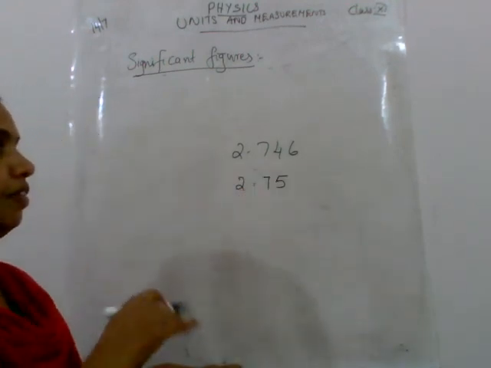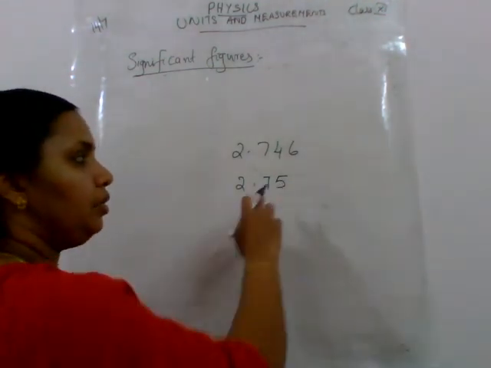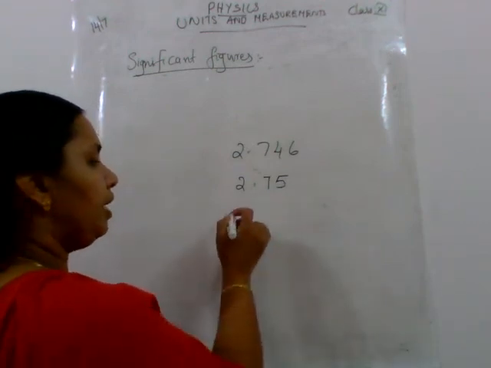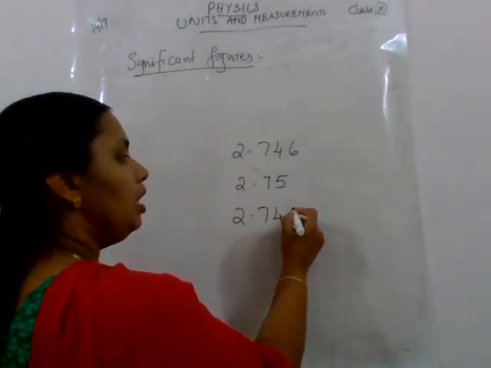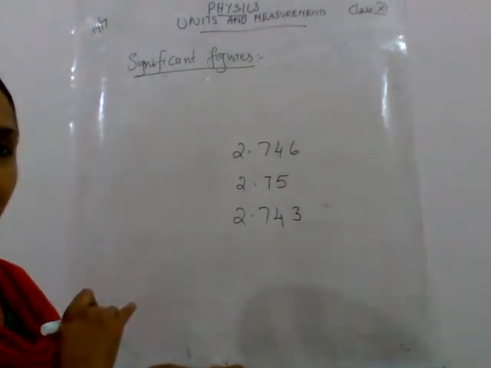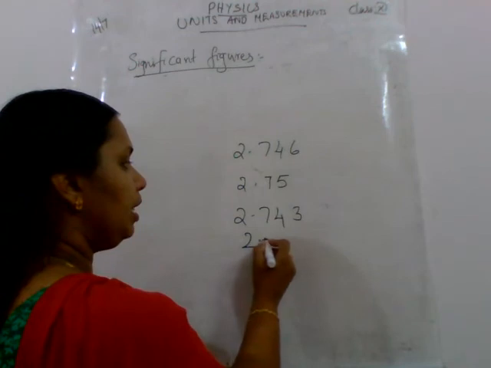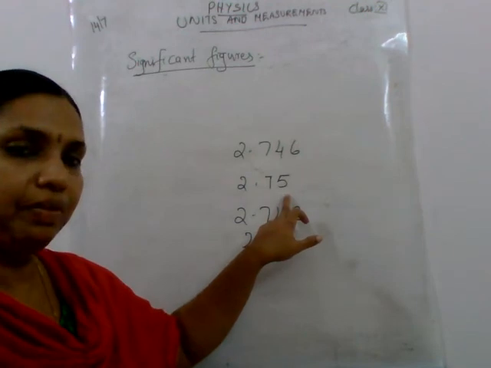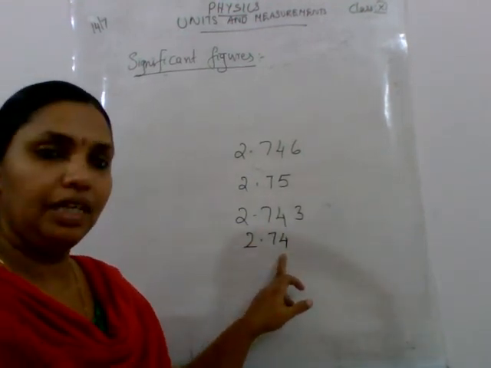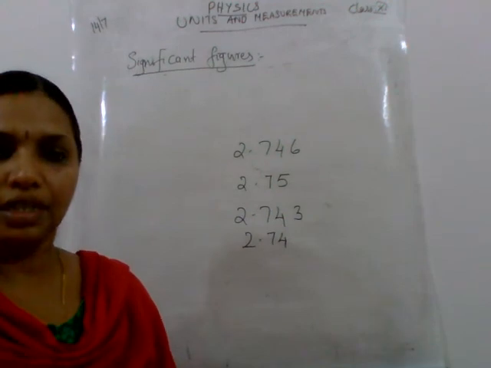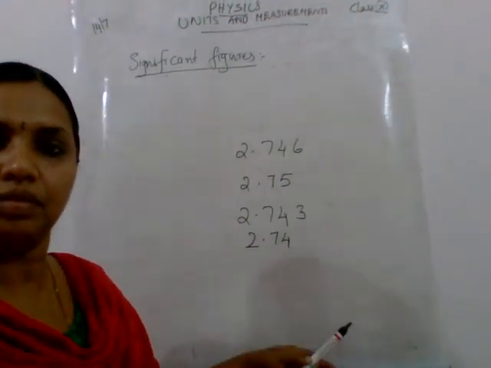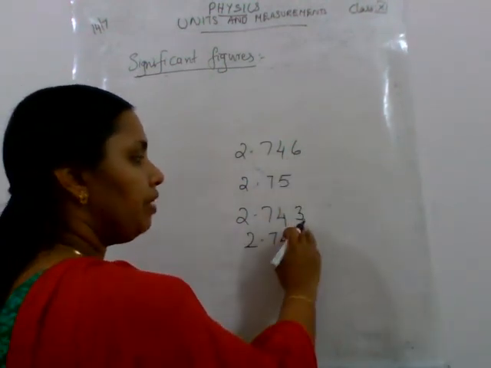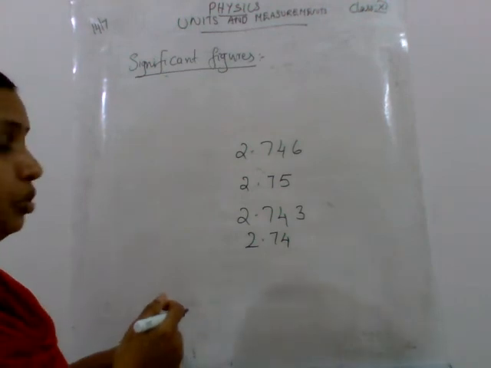It is 2.75, isn't it? If the dropped digit is more than 5, 1 will be added, it will increase by 1. It comes 2.75. Or if it is 2.743, what will be the result after rounding? It is 2.74, because if it is more than 5, we add 1; if it is less than 5, we leave it as such, isn't it? So that is about the insignificant figures, more than 5 and less than 5. And if it is equal to 5, what is it?